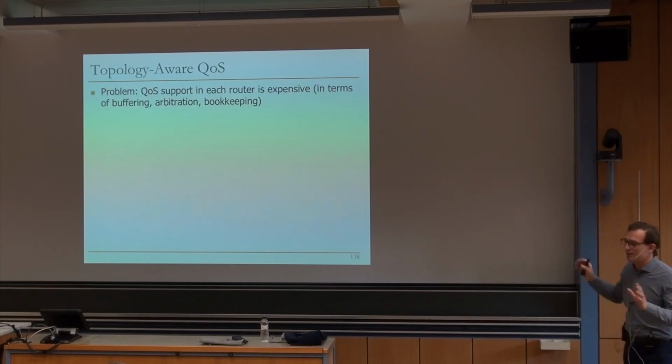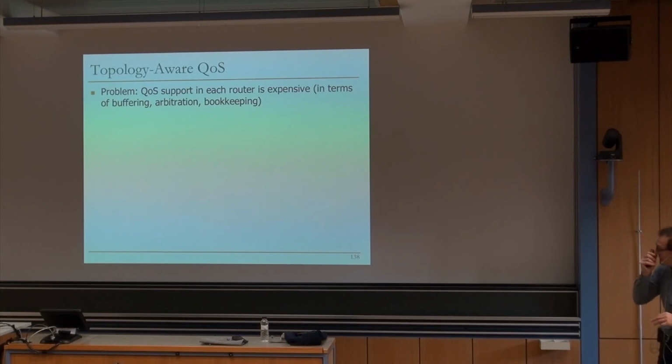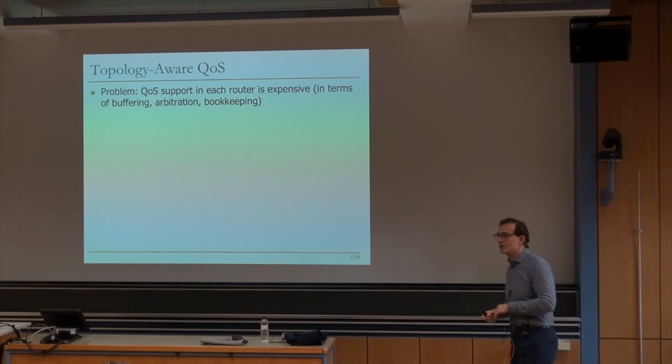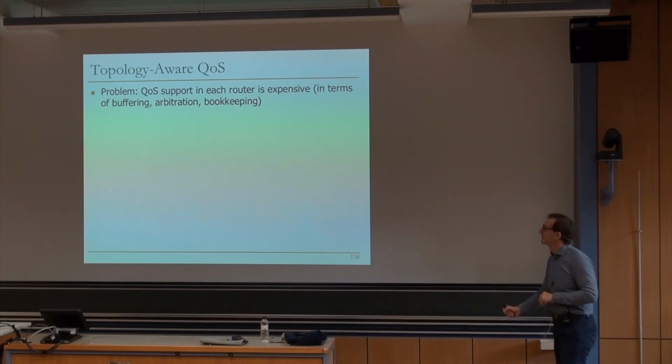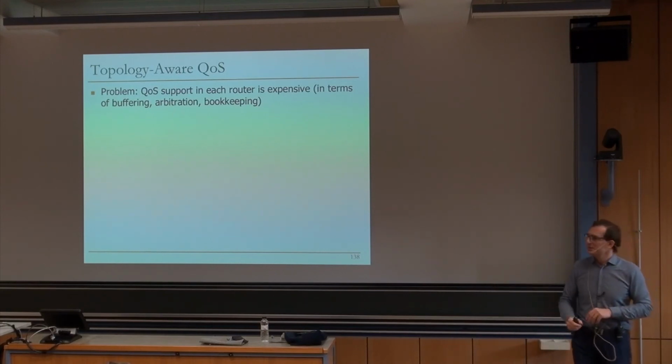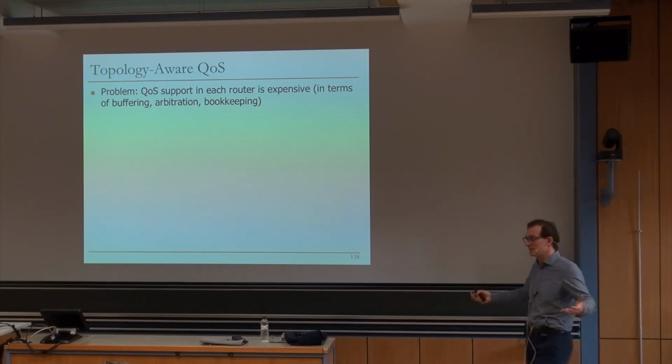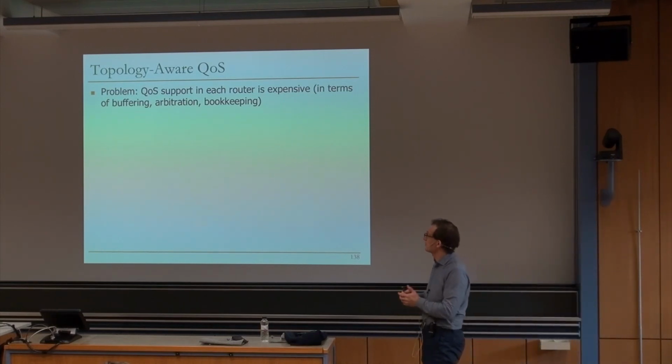And the idea, a big novelty in this paper is, if you want to have quality of service in your network, if you want to put it in each router, it's expensive. Basically, yes, you have buffering, but now you need to have more buffering to distinguish between different quality of service classes.